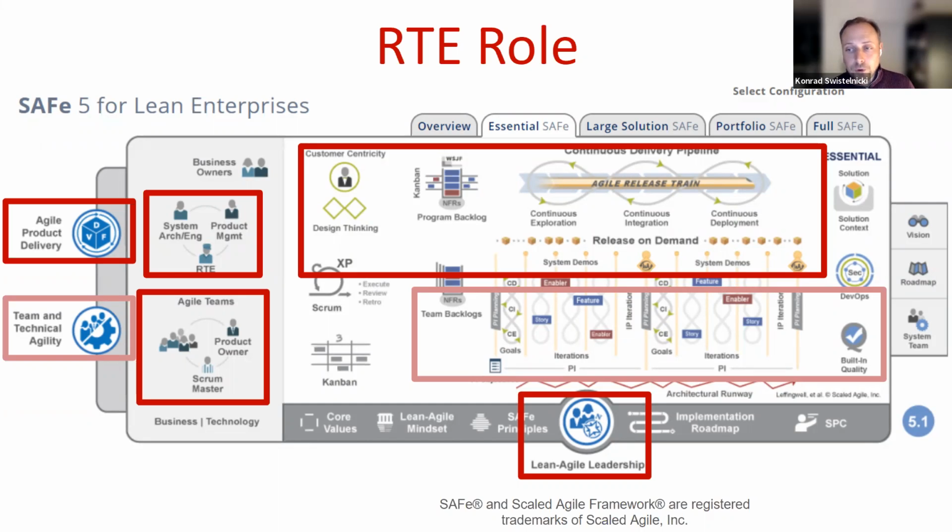And one more important element, the competency which is at the bottom, lean agile leadership. The RTE would be collaborating closely with lean agile leadership when it comes to the topics around overall, if it's new implementation, transformation or implementation to SAFe, or further development of the organization and of agile release train to make sure that we have continuous, or as SAFe calls it, relentless improvement in place.